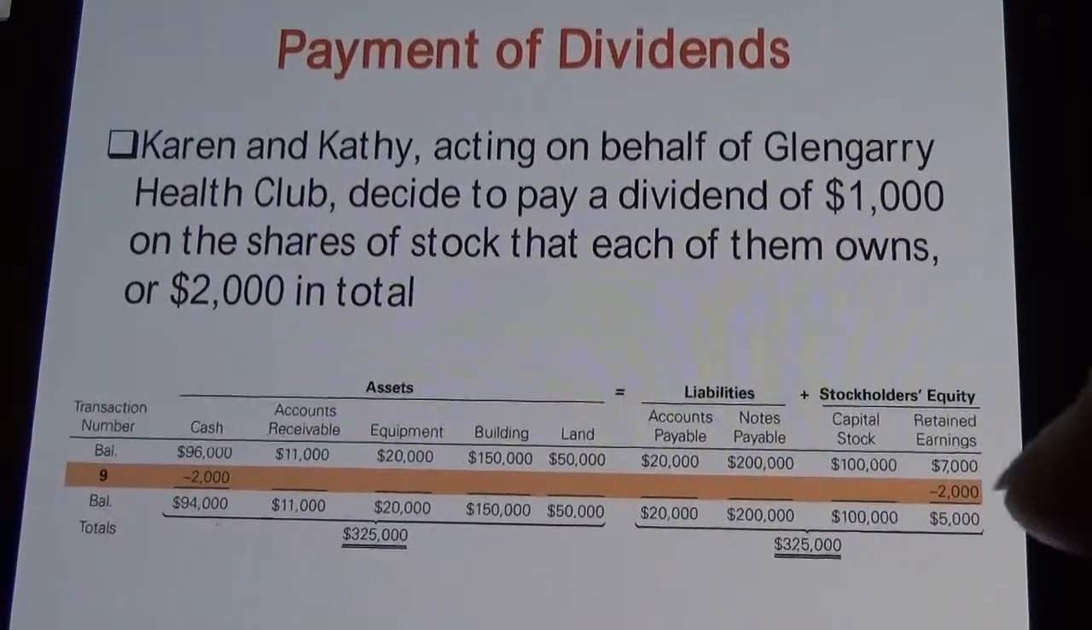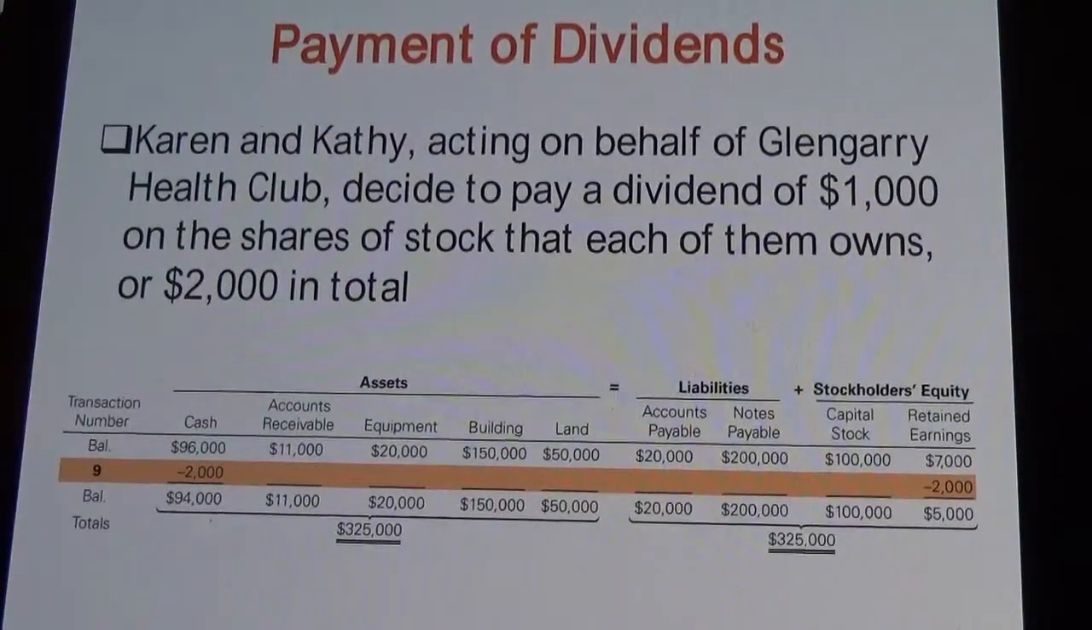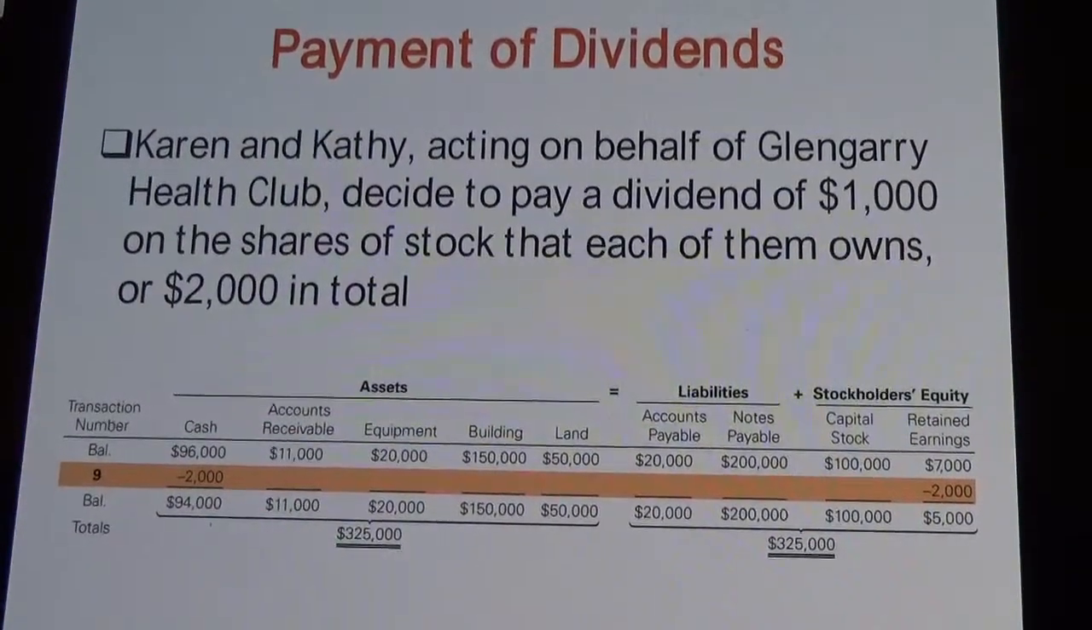So we show the subtraction from our retained earnings, and we also show the subtraction from our cash, because they are going to decrease their cash by the amount of that dividend that they paid.